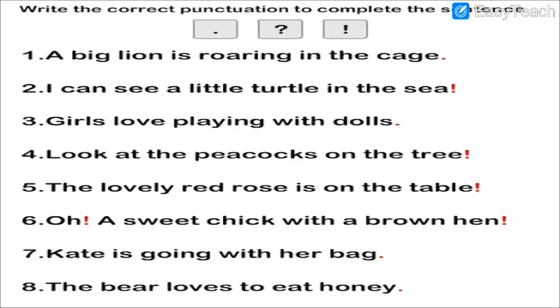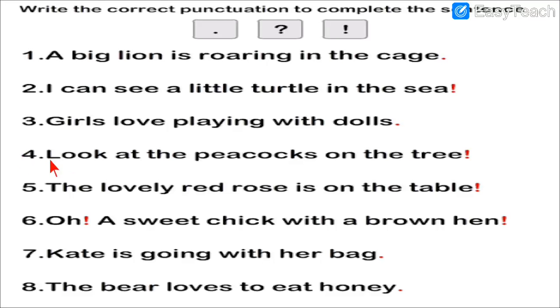Then, number 2. I can see a little turtle in the sea. It is exclamation. You are very happy. You saw the turtle in the sea. You are excited. So, your excitement, happiness is there. That's why there is an exclamation mark. Because it is used for denoting sudden feelings like happiness or sadness. Then number 3, girls love playing with dolls. See, it is just a simple statement giving information about girls and it must end with a full stop, as you can see over here.